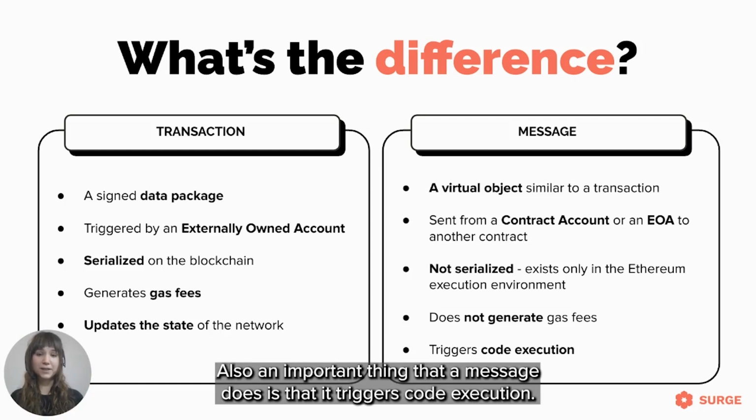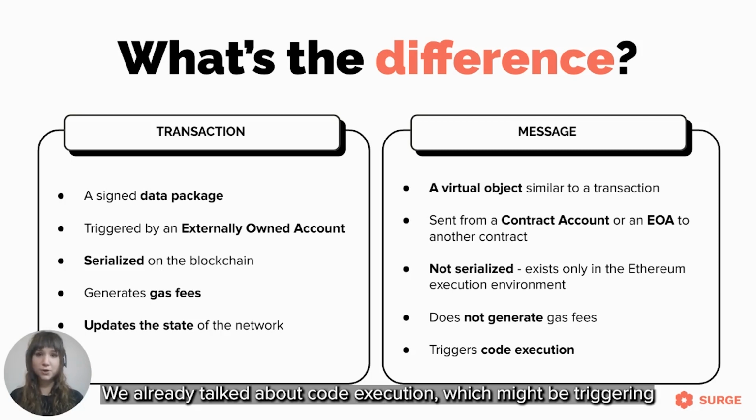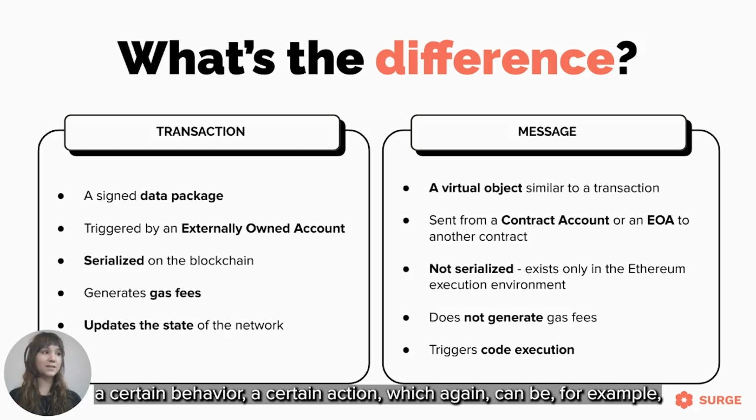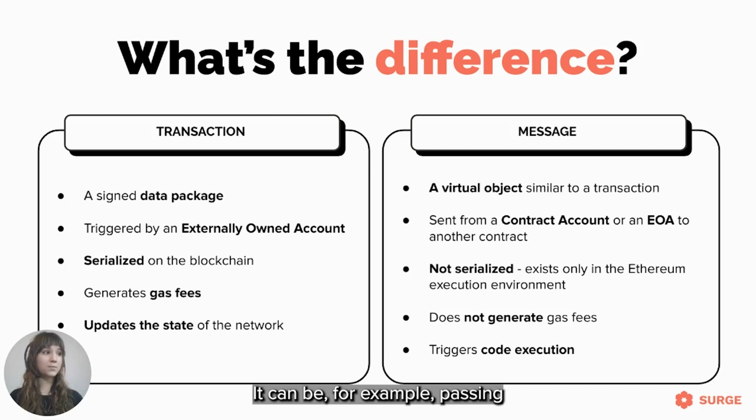Also, an important thing that a message does is that it triggers code execution. We already talked about code execution, which might be triggering a certain behavior, a certain action, which again can be, for example, transferring a certain amount of tokens from one account to the other. It can be, for example, passing an NFT from me to Benny.